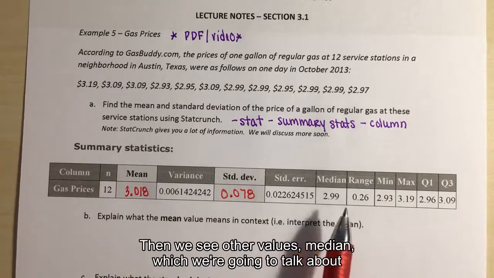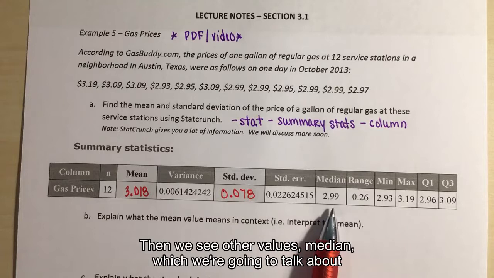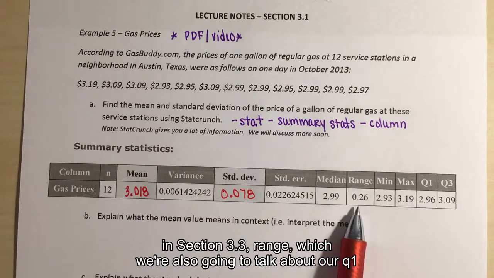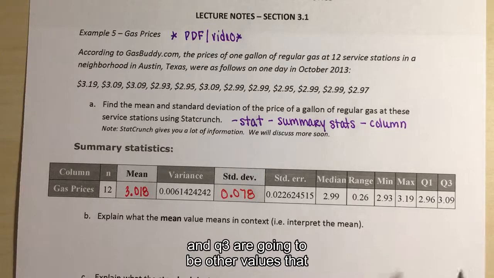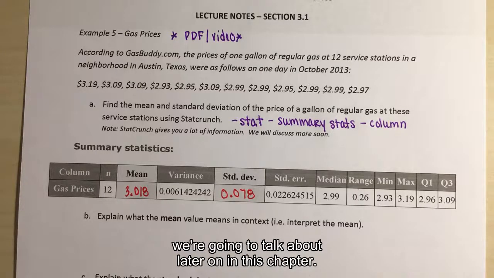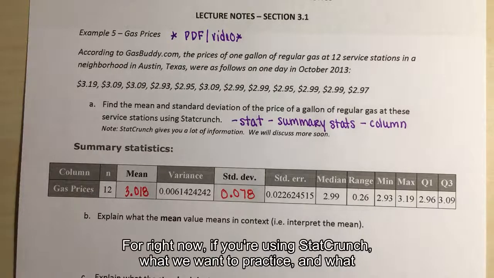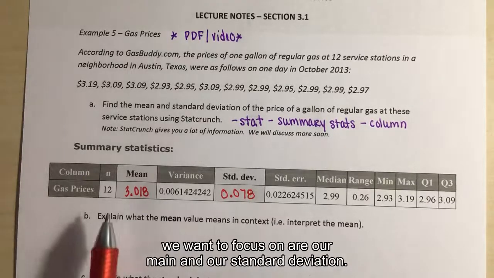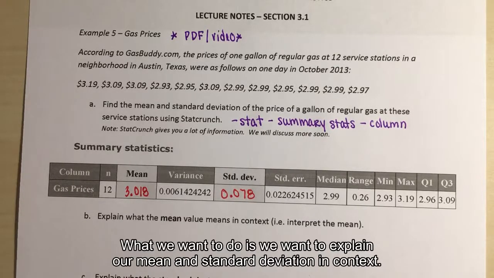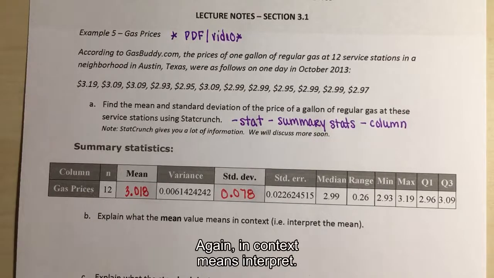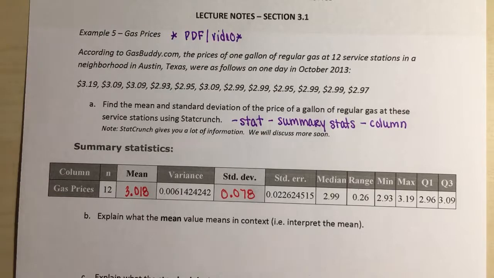And then we see other values, median, which we're going to talk about in section 3.3. Range, which we're also going to talk about. Our Q1 and Q3 are going to be other values that we're going to talk about later on in this chapter. So for right now, if you're using StatCrunch, what we want to practice and what we want to focus on are our mean and our standard deviation. All right, so what we want to do is we want to explain our mean and standard deviation in context. Right? So again, in context means interpret.